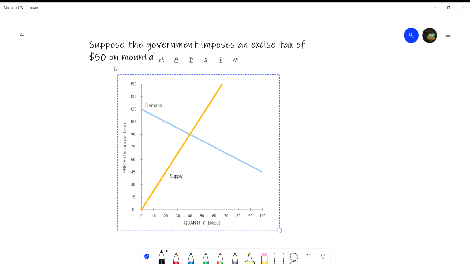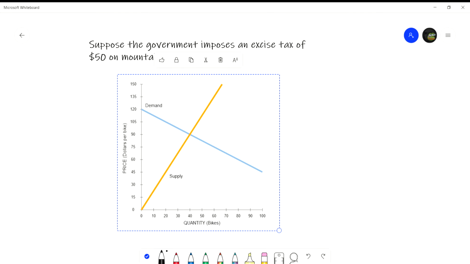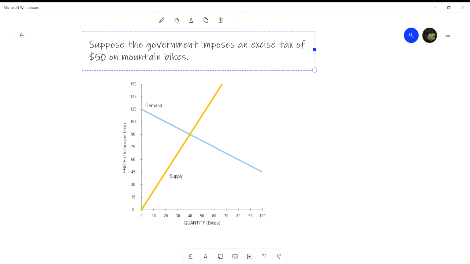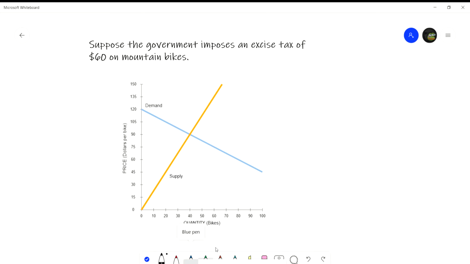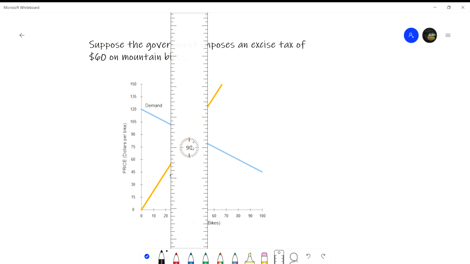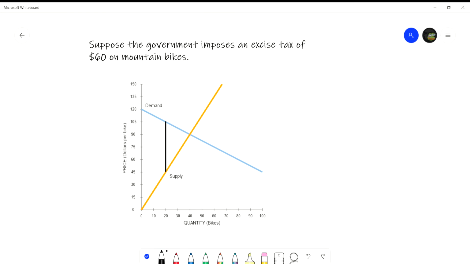Now for simplicity, let's say that this tax, instead of being 50, is 60. That's going to make our lines a little bit cleaner here, because then we can just go straight from 45 to 105. That's a $60 wedge of our tax, because our tax is $60 on these goods.